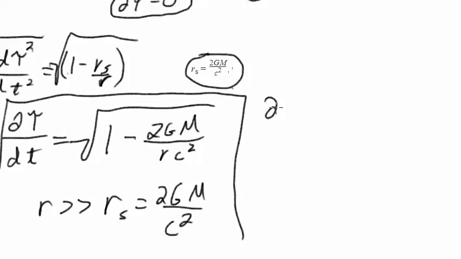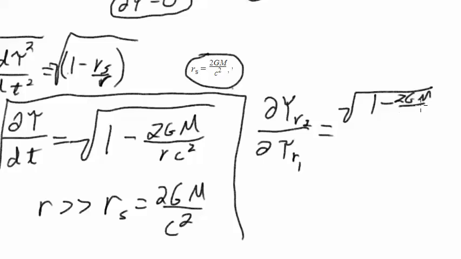And it would go dtau at r sub 2 divided by dtau at r sub 1 equals the square root of 1 minus 2GM over r sub 2 c squared, divided by the square root of 1 minus 2GM over r sub 1 c squared. And of course, if r sub 2 is infinity, you would basically get 1 down here. 1 minus something over infinity is 0.